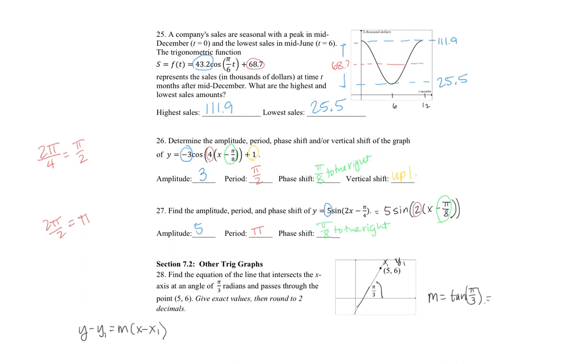Okay, and so if I want to find tangent of pi over 3, again, I can go back to my unit circle. And remember, at pi over 3, we'll have 1/2 for the x and root 3 over 2 for the y. And so it's going to be root 3 over 2 over 1/2, which is going to give us just root 3. Okay, and so it's going to be y minus 6 equals root 3 times x minus 5. And so that is our equation. It says give exact values, then round to 2 decimals. So if you want to round that square root of 3 to 2 decimals, that'll give you the other answer.